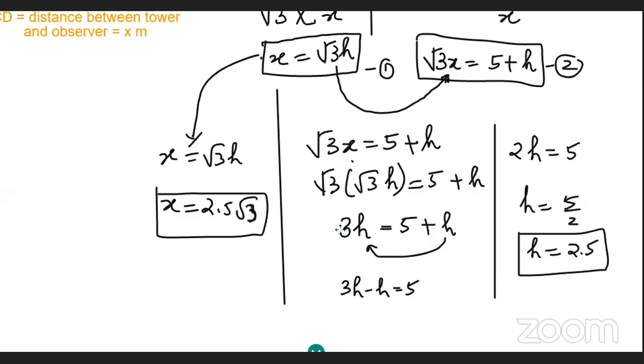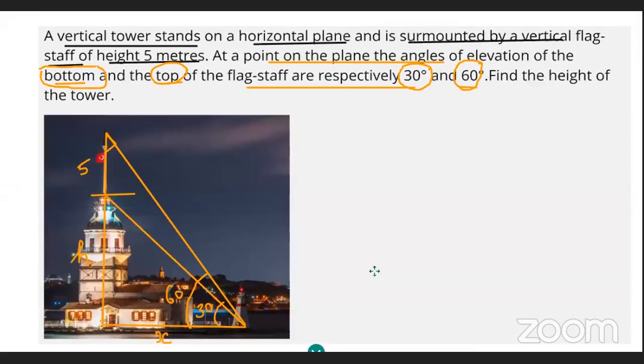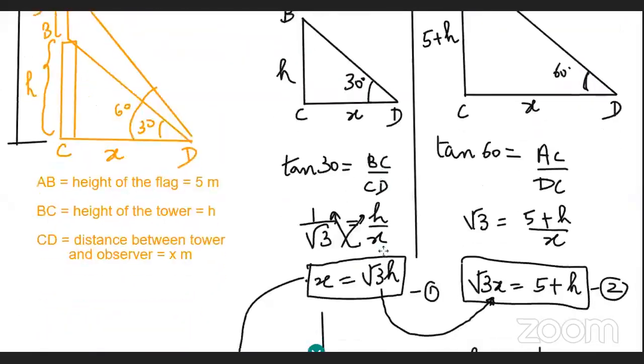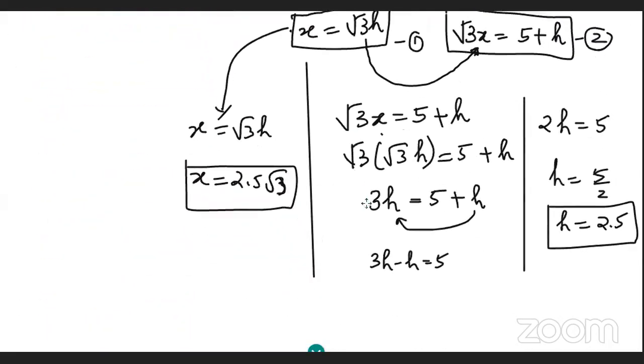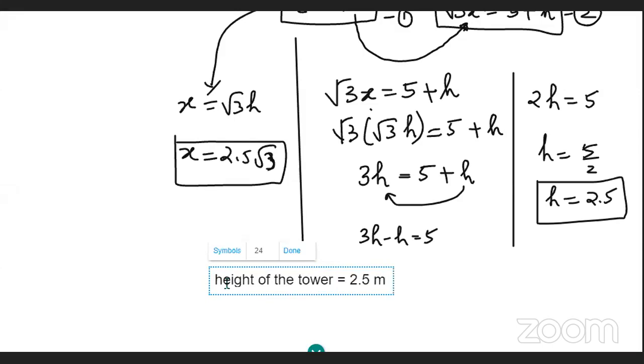What are we supposed to find? Let's go back and check. Find the height of the tower. So height of the tower is h or x? H. So what should be our final answer? 2.5 root 3 or 2.5? 2.5. So we say height of the tower equals to 2.5 meter.